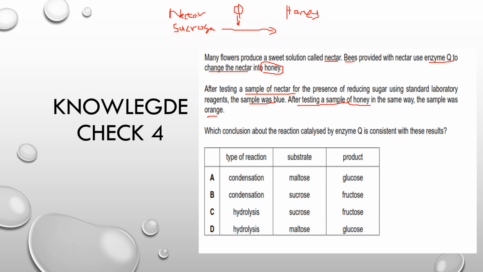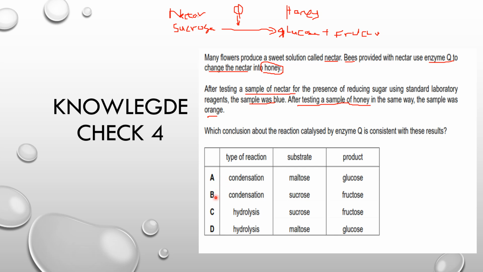Reducing sugars. So for the reducing sugars to be formed, the two reducing sugars present in sucrose are glucose and fructose. So what did that enzyme do to sucrose? Okay, let's go to the options. Option A says condensation. Condensation means joining the two together. They didn't join them together.